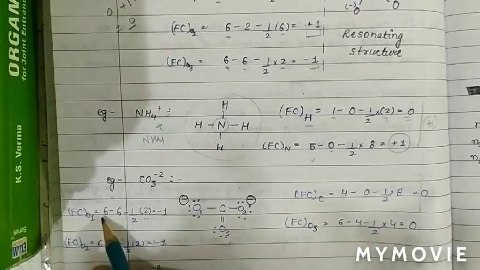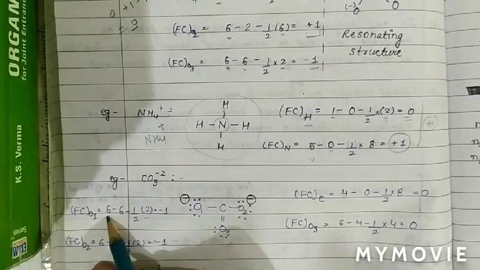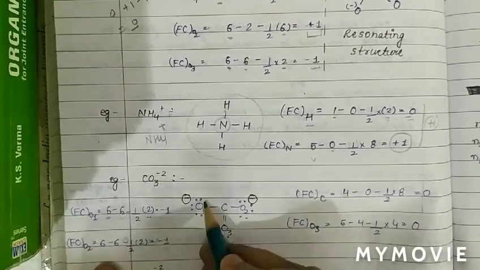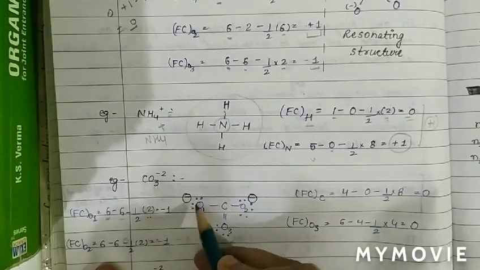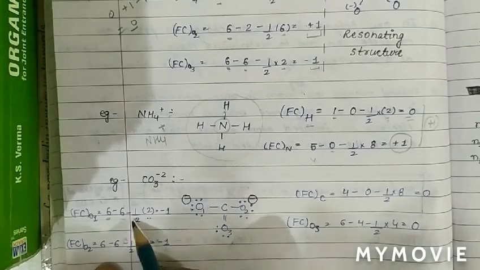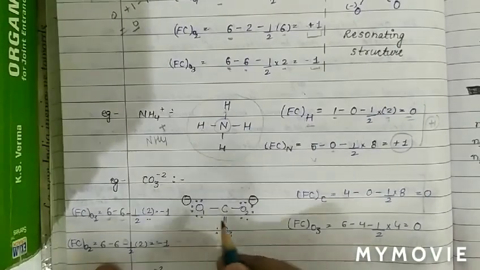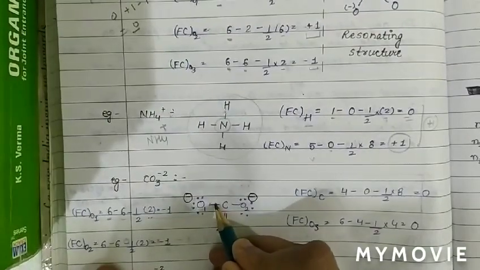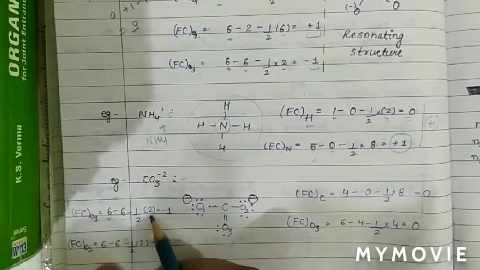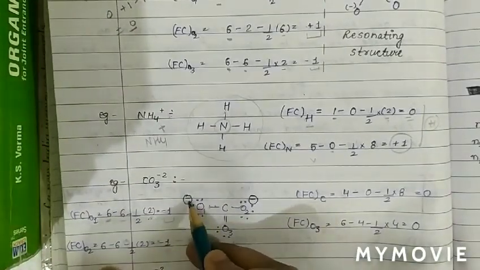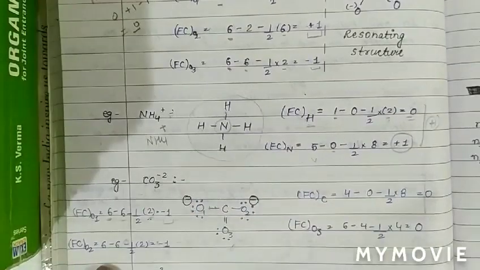The formula of formal charge is number of valence electrons minus unshared electrons minus half of shared electrons. As oxygen is a group 16 element, valence electrons are 6, minus unshared electrons for this oxygen atom, which are 1, 2, 3, 4, 5, 6. So 6 minus 6 minus half of shared electrons. Shared electrons for this oxygen atom are only one bond, therefore shared electrons are 2. So minus half of 2, it comes out minus 1. So formal charge on this oxygen atom is minus 1.